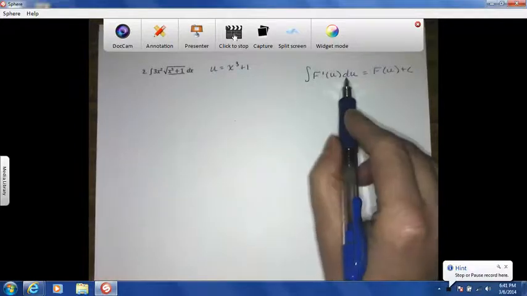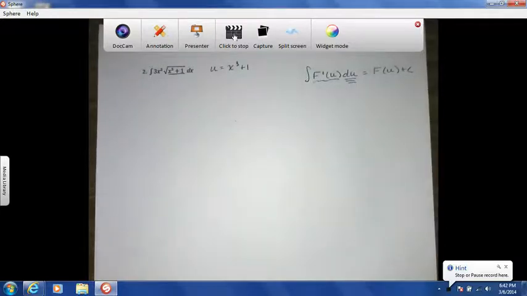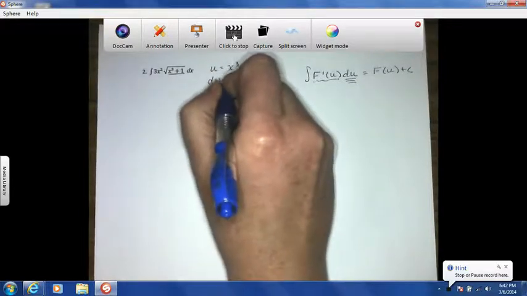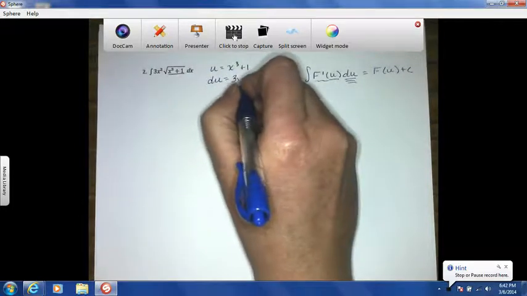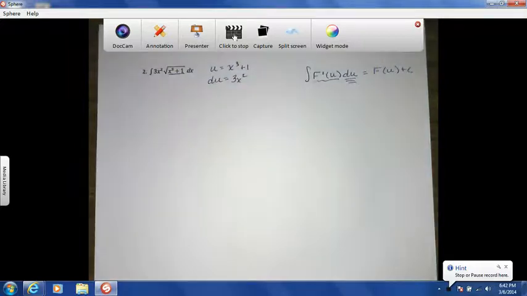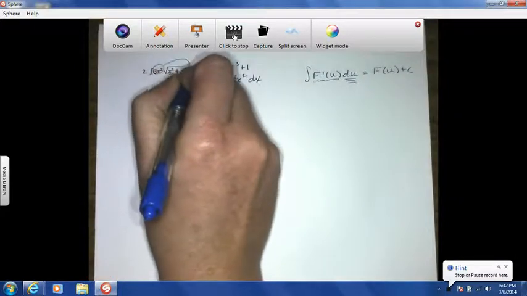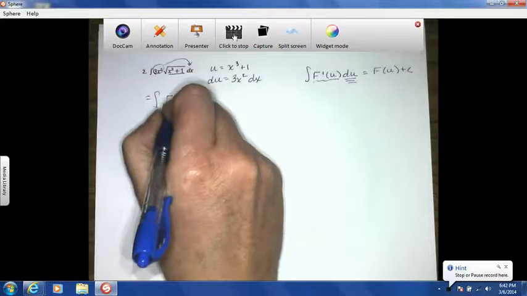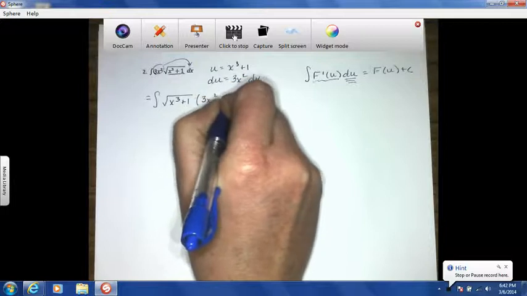Now, once again, in our formula, we need not only the composite function, but we need the derivative of the inside. So if the inside function u is x cubed plus 1, the derivative of u is going to be du. The derivative of x cubed will be 3x squared. The derivative of 1 is 0, and then times dx. So once again, if I rearrange my terms, I'm going to move this 3x squared and combine it with the dx that we have at the end. So we will have the square root of x cubed plus 1 times 3x squared dx.